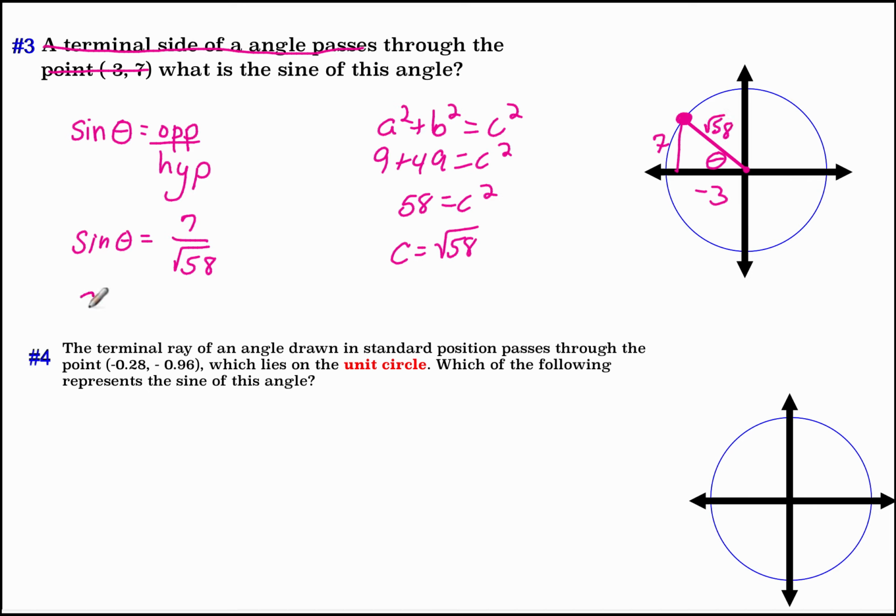And if I rationalize that, 7 radical 58 over 58. So I told you, we're going to start getting some strange numbers now, but that's okay.